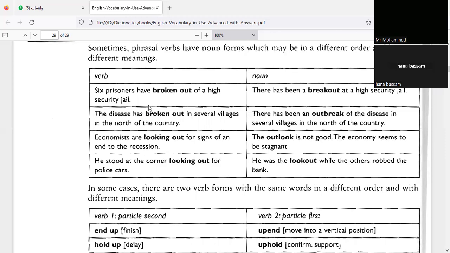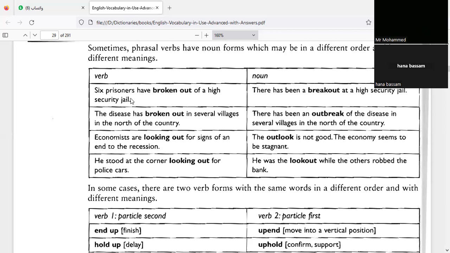Yes. يبقى ال preposition هنا ال verb plus preposition. When the preposition changes, the meaning of the phrasal verb changes. طيب let's focus on some phrasal verbs here. هنشوف بعضهم دلوقتي. When I say six prisoners have broken out of a high security jail, again, six prisoners have broken out of a high security jail.